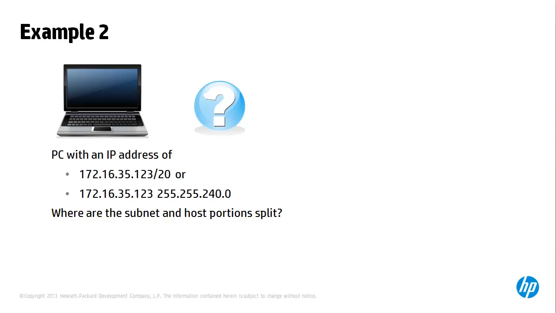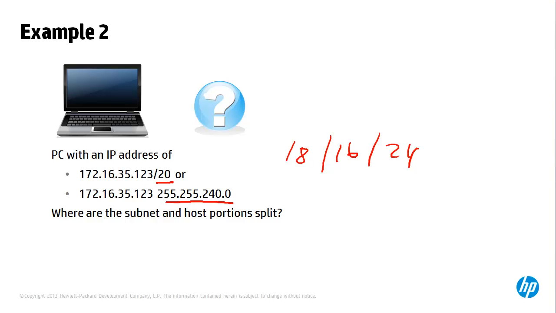Here's another example which is more complicated. In this example, the PC has been configured with an IP address of 192.168.35.123/20, which can also be written as 255.255.240.0. This is more complicated because the mask does not fall on the octet boundary. In other words, it's not a /8 or /16 or a /24.